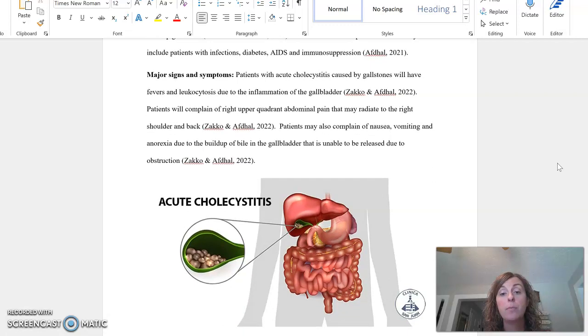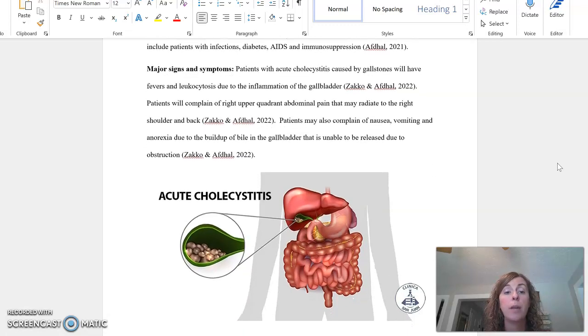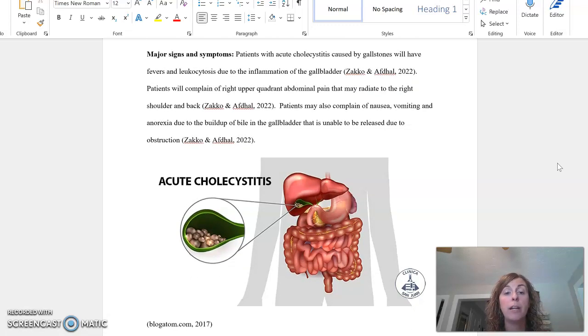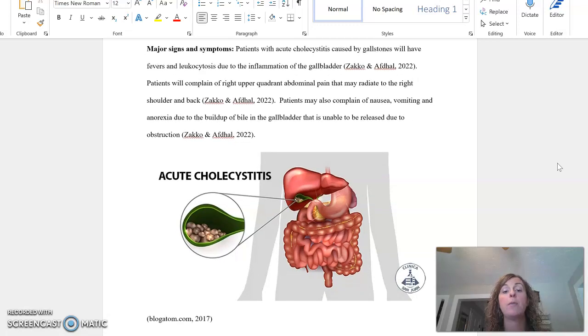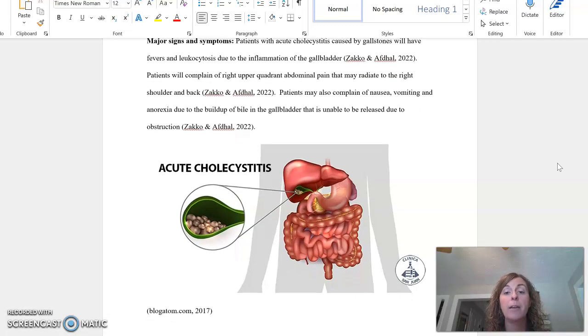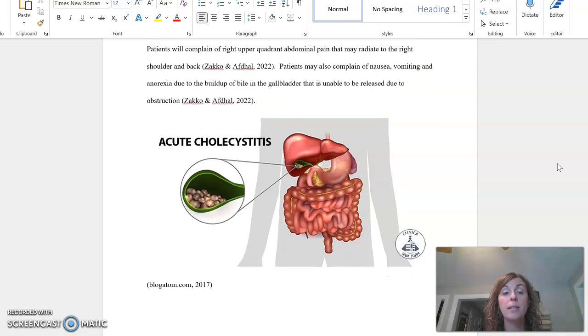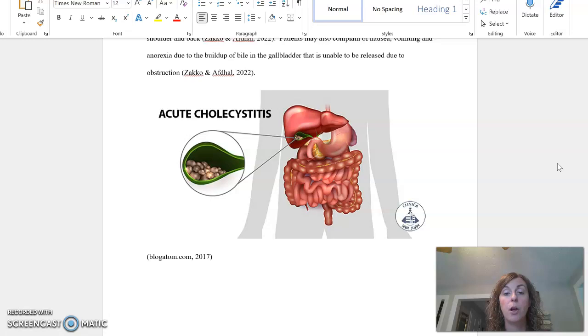Major signs and symptoms include, like I mentioned, fever, leukocytosis, and that's caused from the inflammation of the gallbladder. Right upper quadrant pain, because that's where the organ is located, and this pain may radiate to the shoulder and back. Patients can also complain of nausea. They may vomit and have anorexia, decreased appetite due to the buildup of the bile that's unable to be processed due to the obstruction from the gallstones.